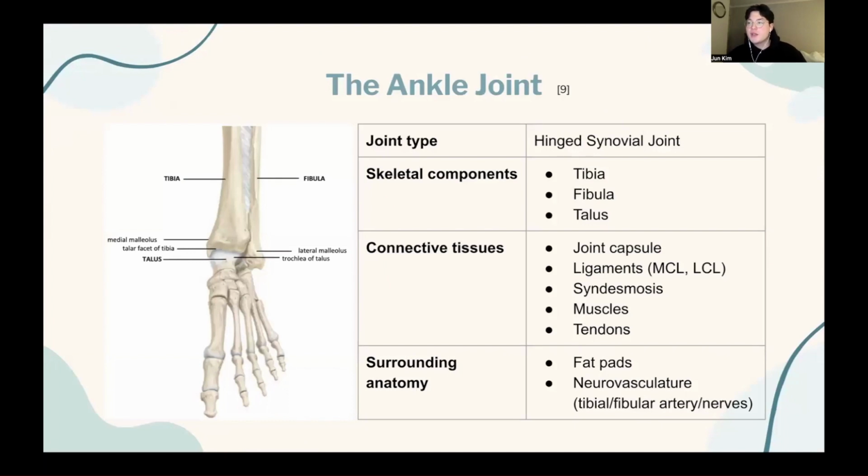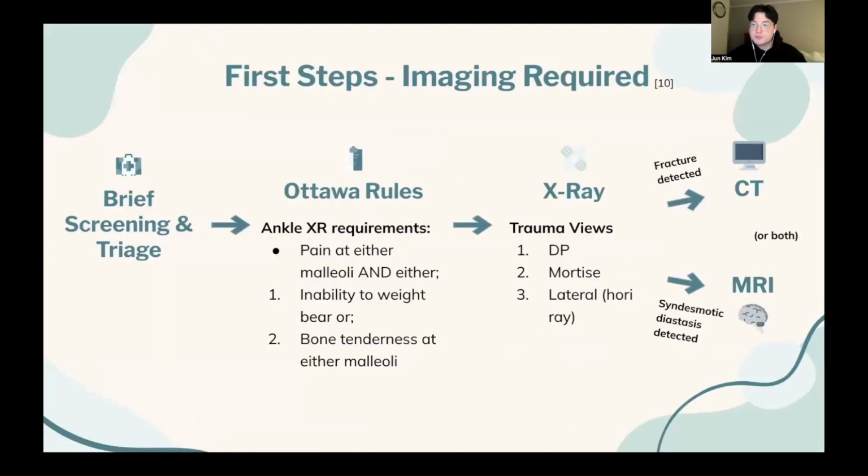Muscles and tendons involved in the ankle are responsible for dorsiflexion, plantarflexion, inversion, and eversion. Surrounding fat pads and neurovascular structures are also important, the tibial and fibular arteries and nerves being key structures.